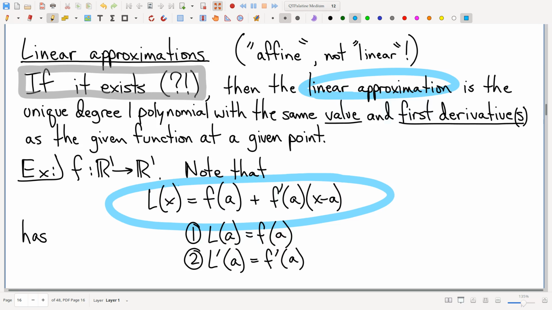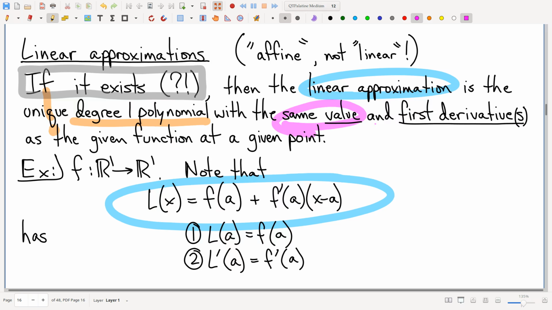Why do we like this formula? What's it good for? Why would we consider this to be somehow relevant? What does it do, right? And there are different ways to answer that. My favorite way is to say, look, this is the unique degree 1 polynomial that satisfies certain rules.